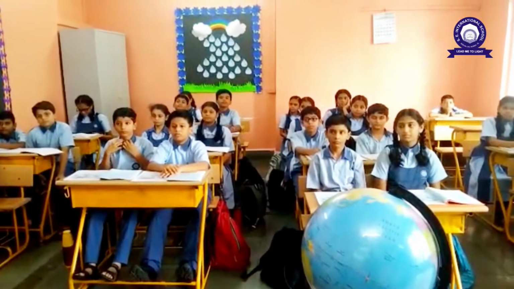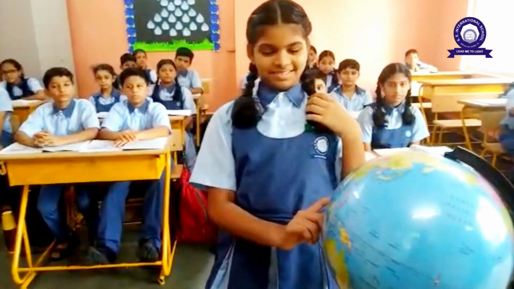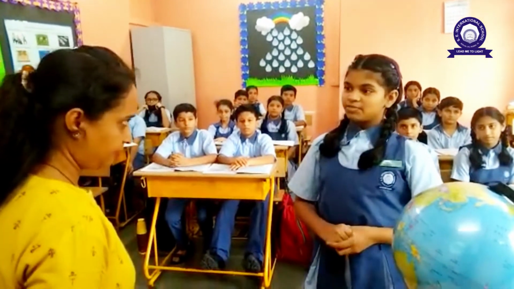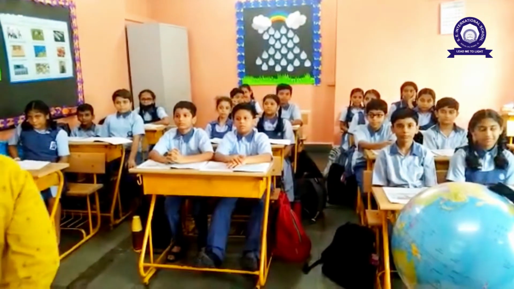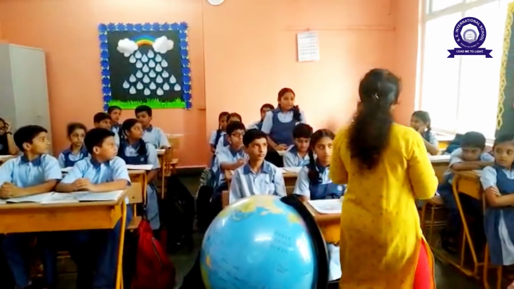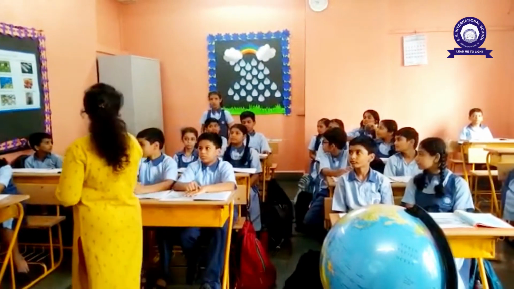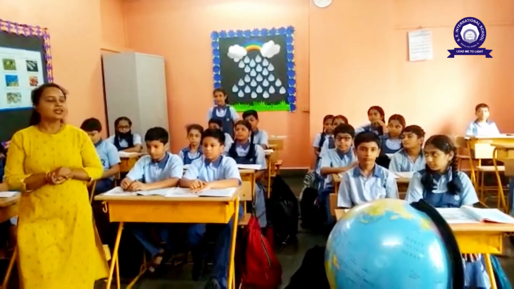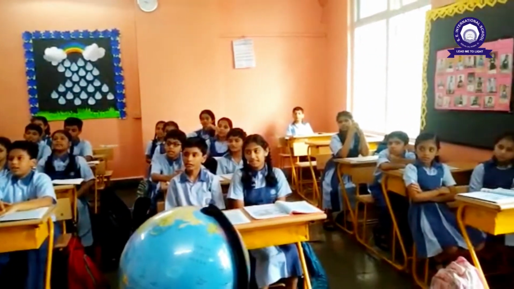Yes, Arya, come and show me where the equator is. What is the equator? The line that divides the Earth into the north and south hemispheres. Yes, very good. Now, Moksha, tell me how many meridians we can draw and at what degree each? 360 meridians. Very good. And Rashida, tell me how many latitudes are there in all? 181 latitudes. 90 for the northern hemisphere and 90 for the southern hemisphere.